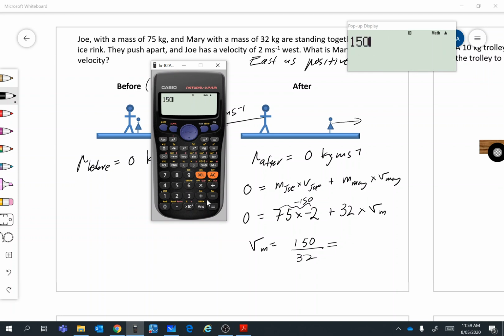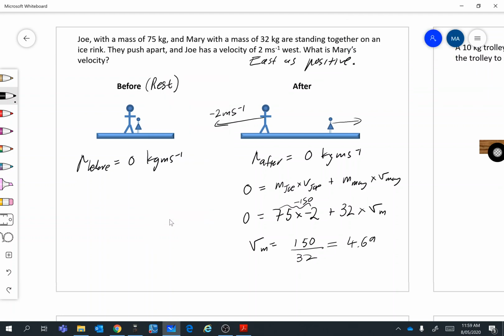So 150 divided by 32 is 4.6875. So if we go to 3 significant figures, that's 4.69. Now, because this is positive, Mary must be moving towards the east.